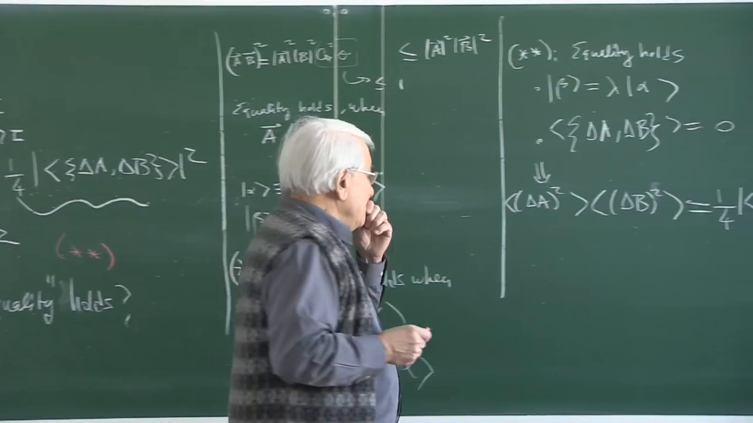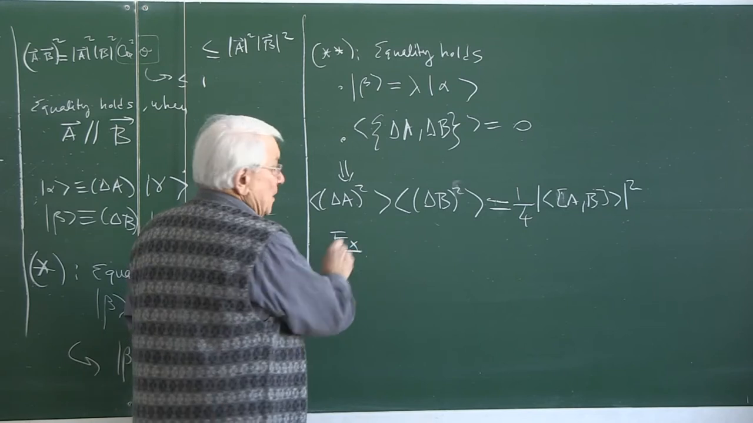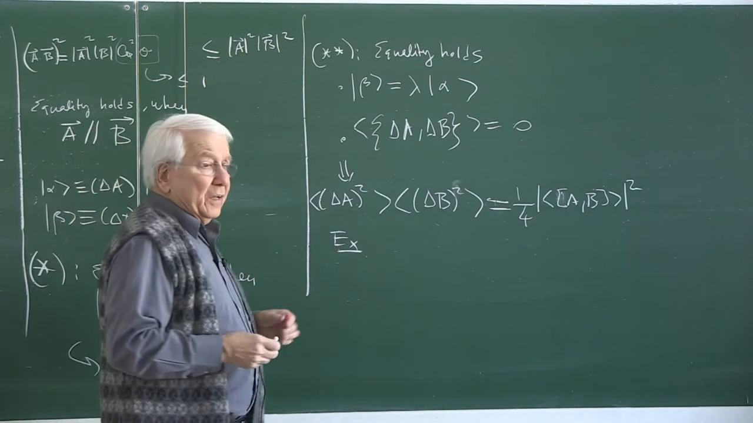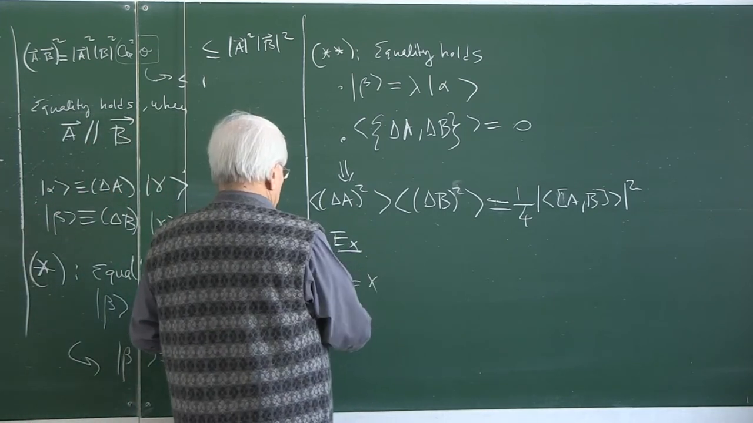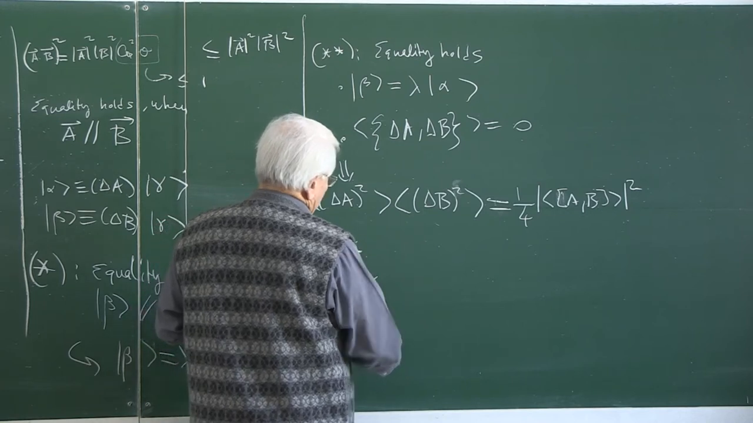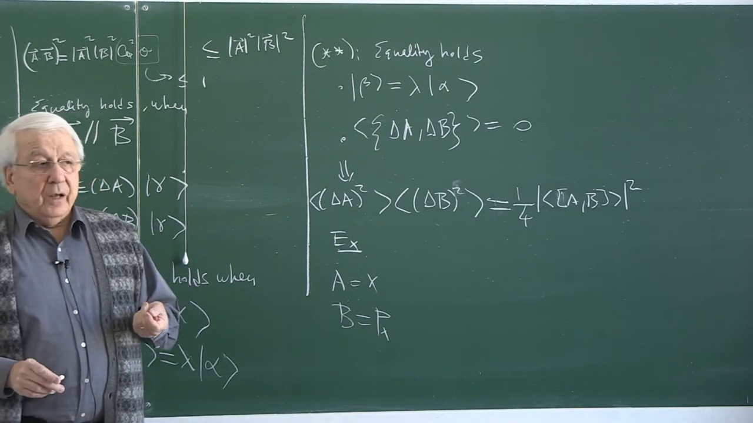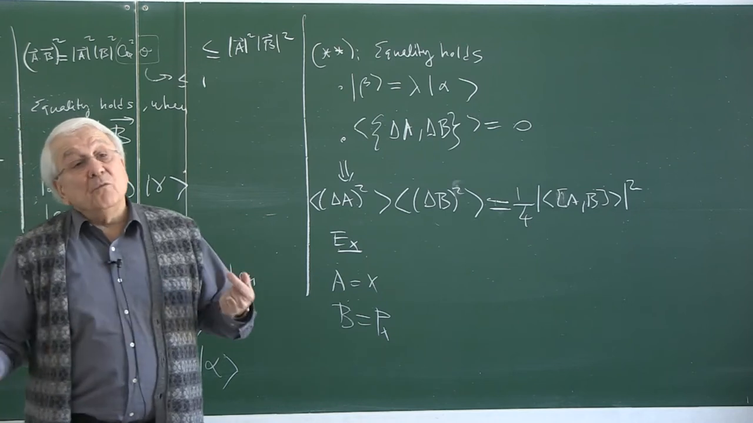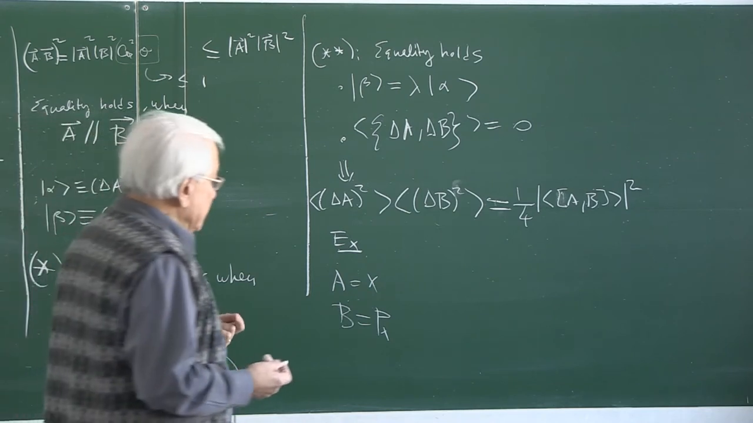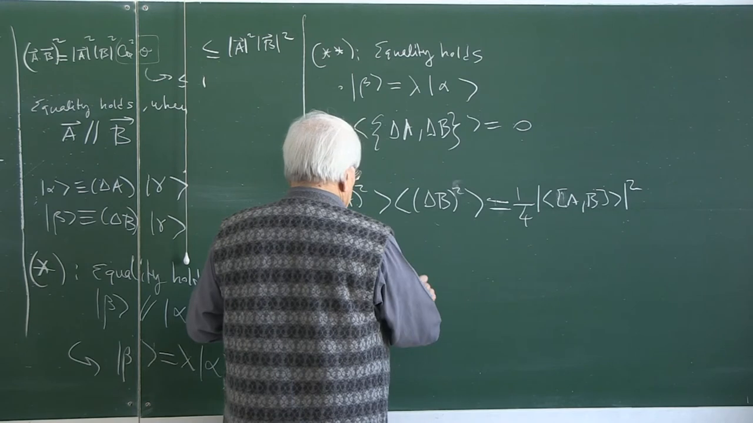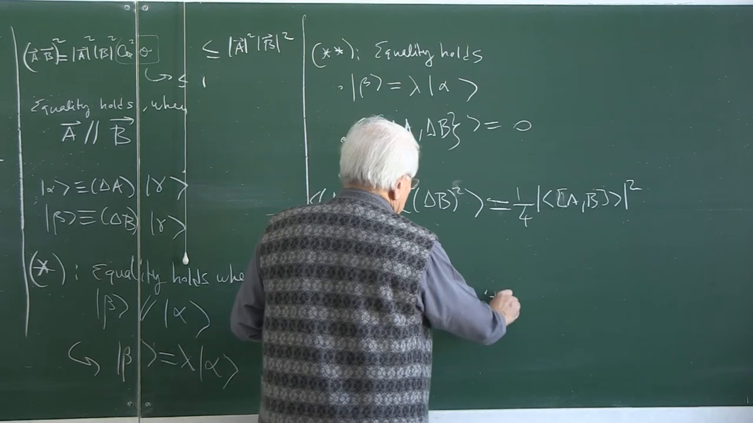For instance, the usual, really standard example is take A as X, B as PX, or Y and PY, or Z and PZ, as these are the conjugate pairs, and [X, PX] is iħ, but X and PY are not. Therefore, you can simultaneously measure X and PY precisely with 100% certainty. But anyway, these two obviously satisfy the following commutation relation.